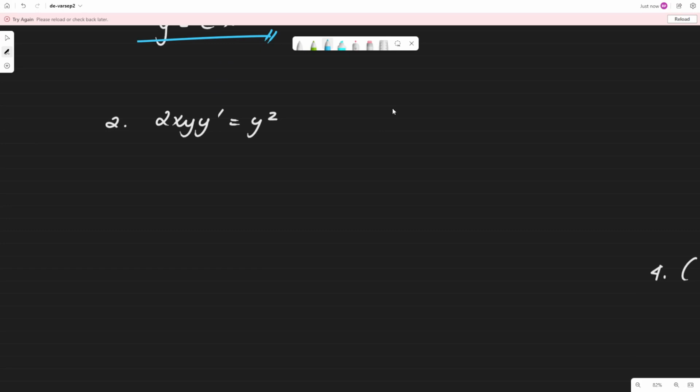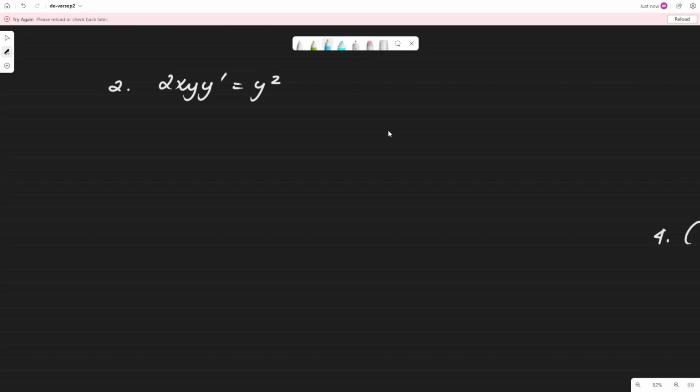Next, we have here our second example. 2xy prime is equal to y squared. So, alam naman natin na ang y prime is equal to dy over dx. So, let's change that to dy over dx. So, we have 2xy dy over dx is equal to y squared. So, again, we need to isolate the y's from the x's.